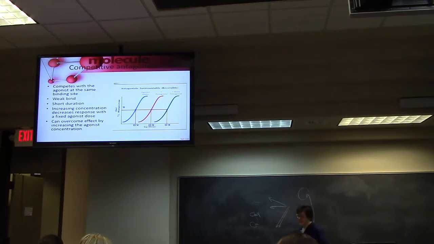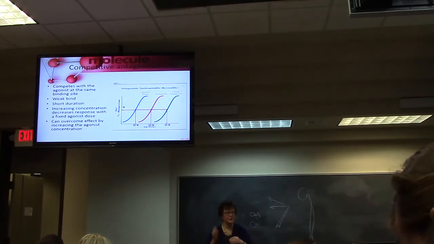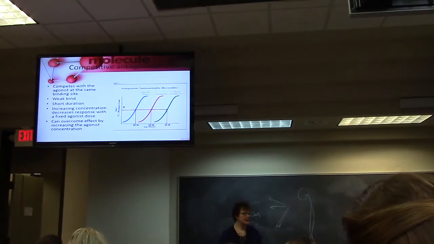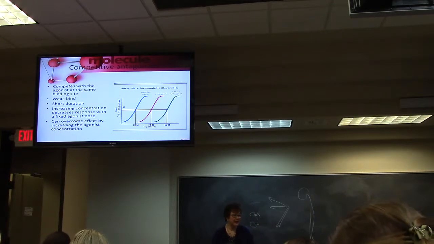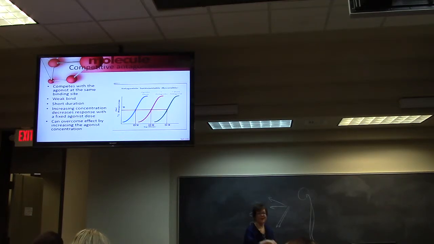A competitive antagonist is just like it says. It competes with the same binding site on that receptor as the agonist. That's why it's called competitive. It's usually a weaker effect. It usually doesn't last as long, and it can be overcome. I can give more drug, and I can get the effect. So a competitive antagonist can always be overcome. You just give more agonist.